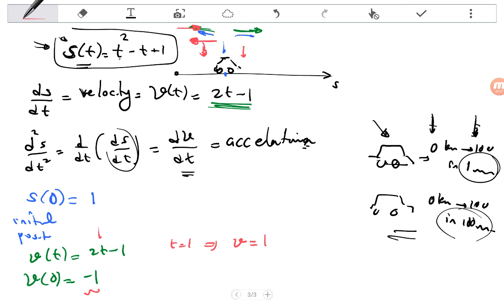So there is some time instant where the car will change its direction. We have learned that at time 0, it was going in the left direction, but at time 1, it is going in the right direction. So some time in between, the car changed its direction. How could I know this time? When would it change its direction?